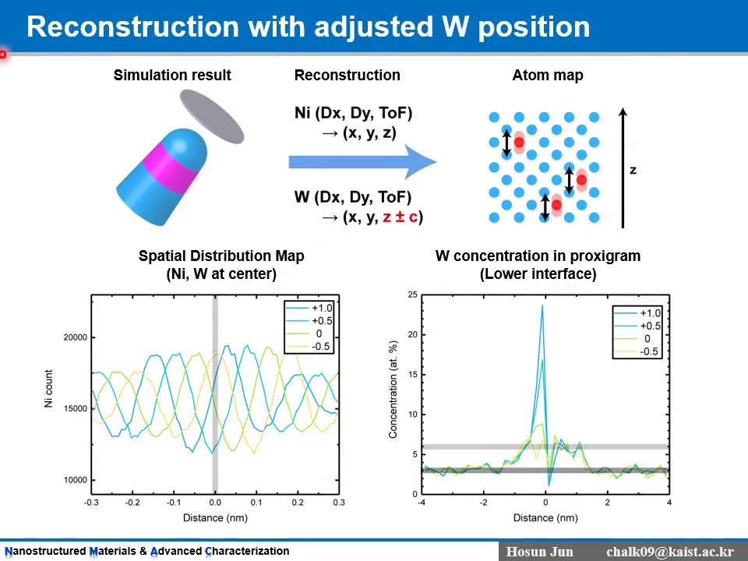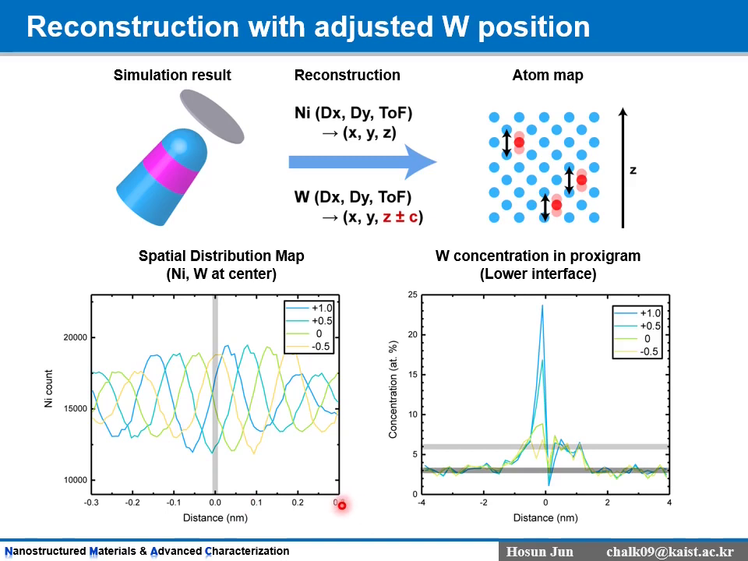To find out the effect of the relative position of solute and matrix atoms, we have adjusted the position of tungsten atoms in the reconstructed atom maps. With the same detector position data from the simulation, different atom maps with shifted Z position tungsten atoms were constructed. So the resulting atom maps have the same nickel atom positions, but with different tungsten atom positions. And this is the spatial distribution map of nickel atoms calculated with tungsten atoms at the center. The green line is the spatial distribution map from the original atom map. And by shifting the position of tungsten atoms, the average Z position difference between nickel atoms and tungsten atoms from the same atomic plane could be reduced or increased.